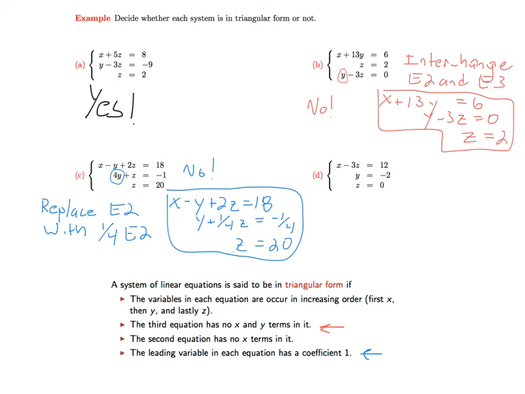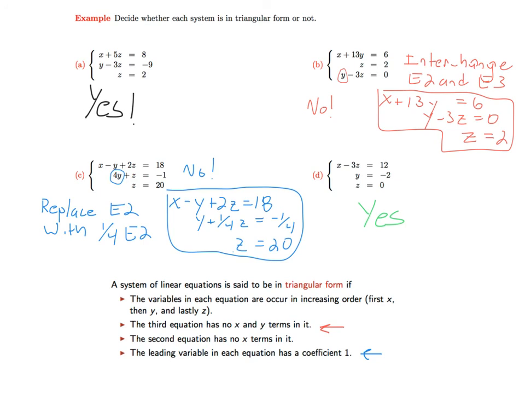And lastly, looking over in part D, this one is in triangular form. The terms are listed in increasing order in each equation. I have x, no y, and z. Here I only have y, and here we only have z. The last equation doesn't have x or y in it. The second equation doesn't have any x terms in it, and the leading coefficient, the coefficient with the leading variable, is 1 in each of these equations.